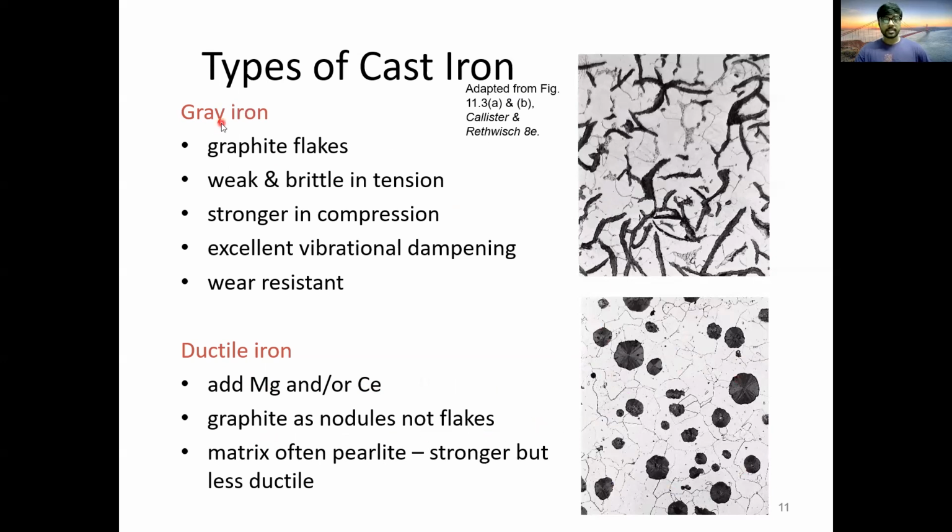So if we see the gray iron, the graphites are flake shapes, but here we can see the nodular shape of graphites. So in this figure, we can see the graphite becomes concentrated in one place and becomes very circular shaped, not flake shaped. So the matrix is often pearlite, and it's stronger but less ductile. But it is more ductile than gray iron, but not as ductile as the low carbon steel. Okay.